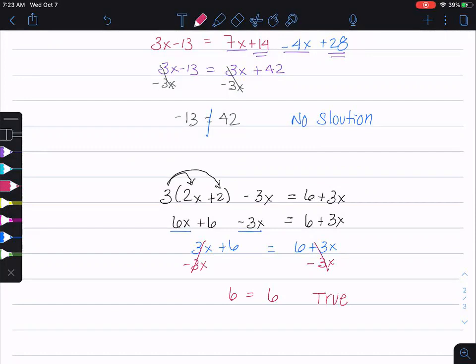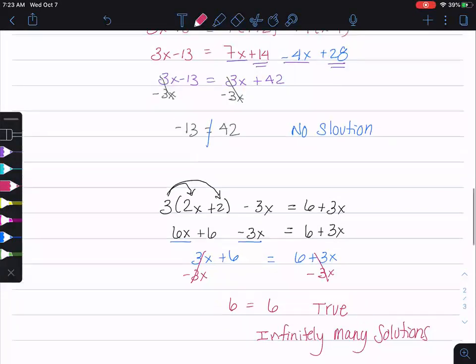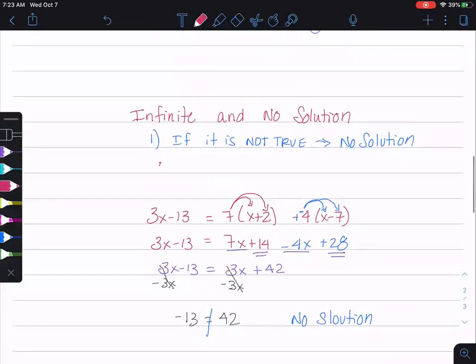And when we have a true statement, we would say that this is infinitely many solutions. So if we go back up to our list of rules, rule number 2 would be if it is true.